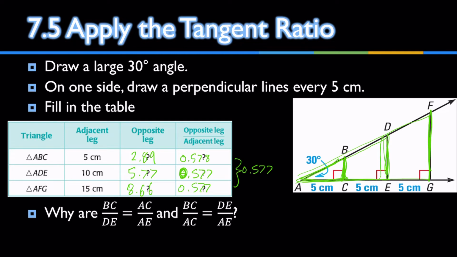Why are those ratios all the same? Well, they're all the same because the triangles are similar by a similarity. They all have angle A and they all have the right angle. So since they all have angle A and right angle, the triangles are similar and the sides are proportional. So we're going to use this fact to do some interesting things.